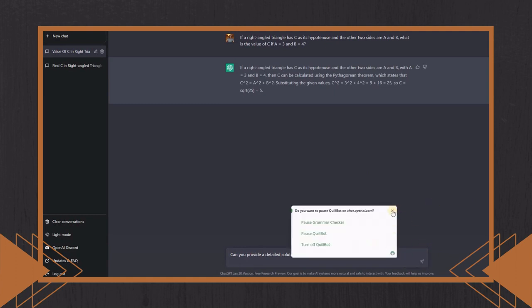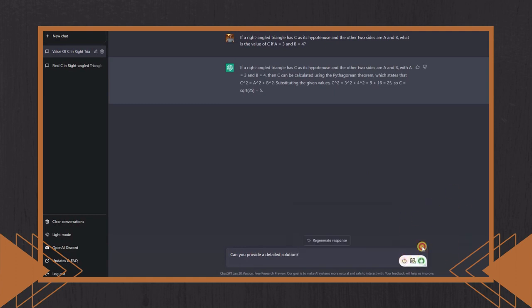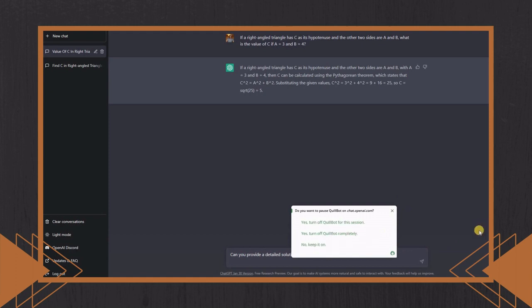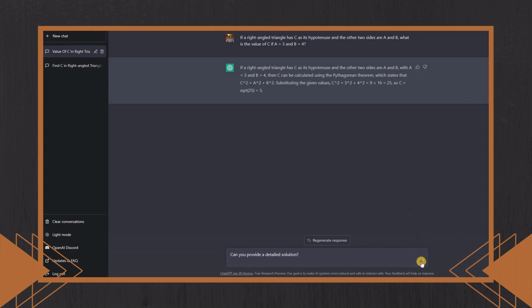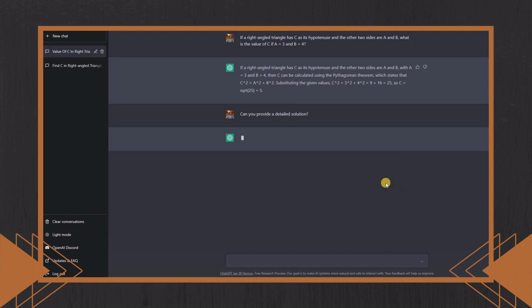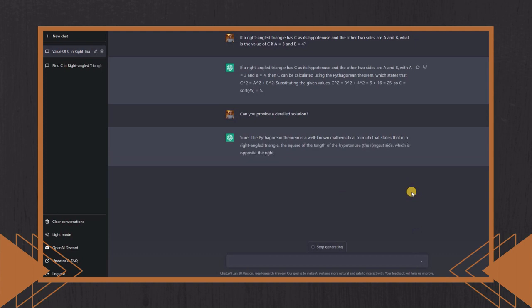Where's the Squillbot thing? I'll just remove this thing. So if I click on this, then it says sure, and then it's giving me a detailed explanation of how it is worked out.